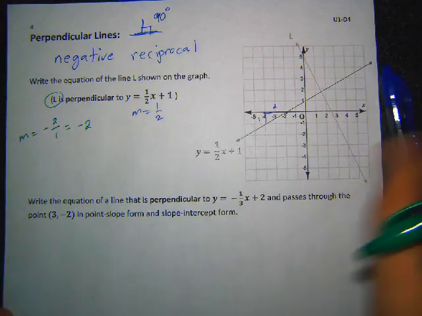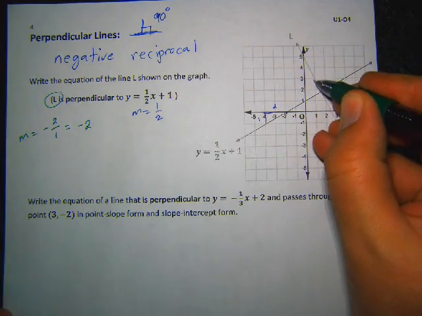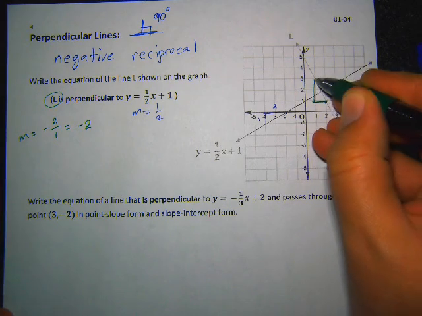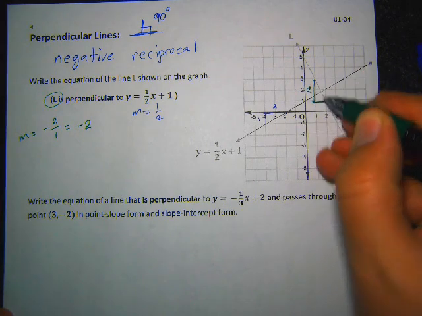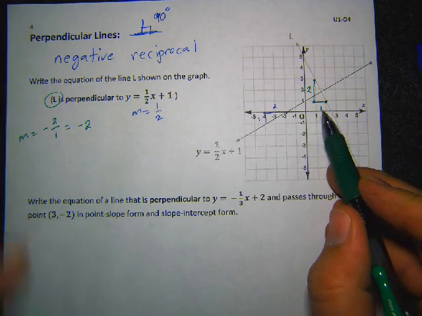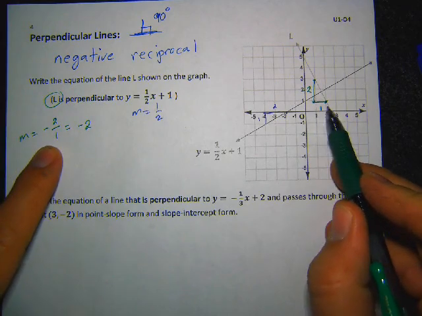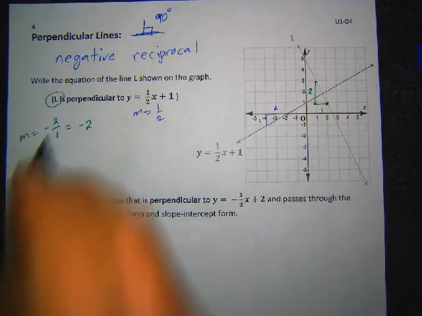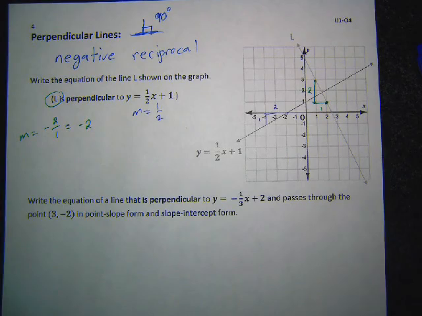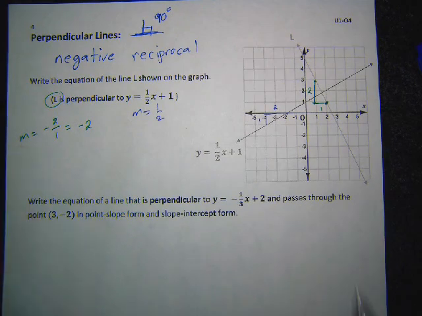So you can see the other line, line L, if you go down 2 and over 1, negative 2 over 1, that's its slope, right? So for perpendicular slopes, it always means flip it over and change the sign. It's the negative reciprocal. Okay, we wanted to get the equation of this line L.